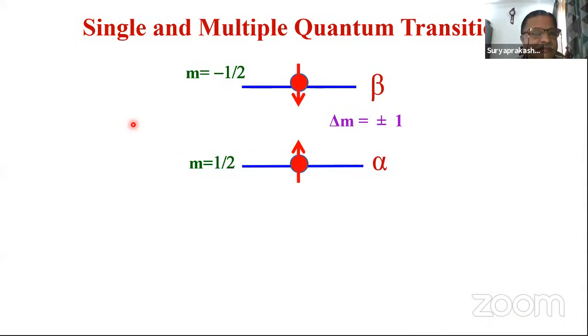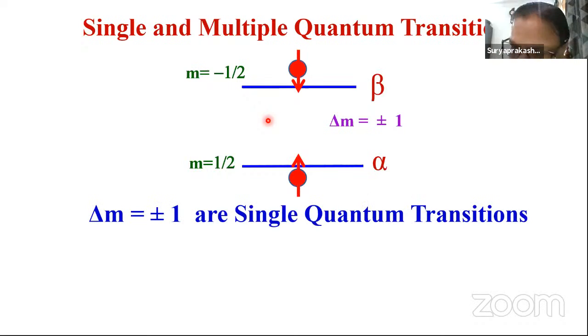Now, what is a single quantum? What is a multiple quantum? For example, you know the selection rule in NMR: the change in spin angular momentum between two energy states. For example, this is the alpha state and the beta state. This is minus half, and this is plus half. If you take the difference between these two, it is plus 1 or minus 1. It can be both. Spin can go from alpha to beta, or from beta to alpha. Both are allowed. When this change of spin angular momentum is plus 1 or minus 1, you are going to get a resonance. That is called a single quantum transition.